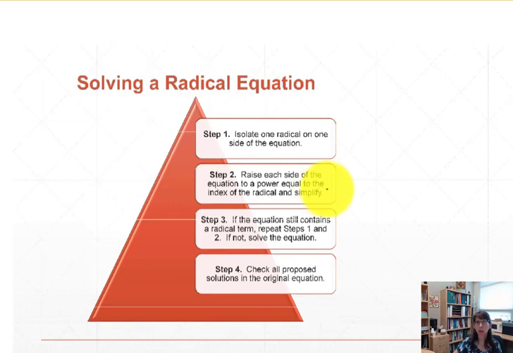So if we're dealing with square roots, then we're going to use powers of 2 because square roots and powers of 2 are opposite operations. In step 3, if the equation still contains a radical term, that simply means we'll have to raise to a power a second time. In step 4, we're going to check all proposed solutions in the original equation because it is possible that we'll end up with some extraneous solutions.